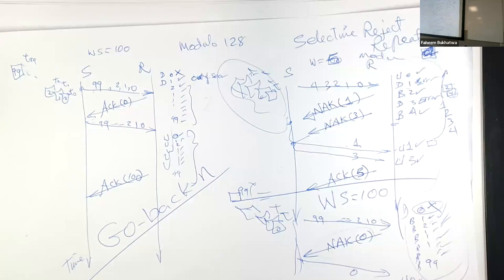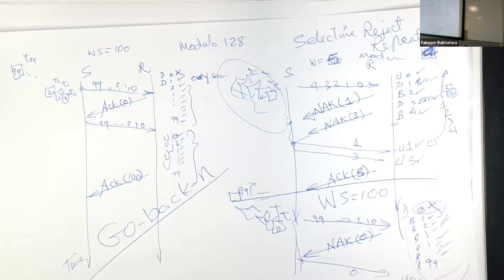Which frame? Okay, let me ask you another thing. If a frame is lost, I sent you frames 1, 2, 3, 4, 5, and number 3 is lost. Who discovers that? You as a receiver or me as a sender? The receiver discovers. How does the receiver discover it? If it is waiting for frame number 3 and gets number 4, it says, hey, I'm waiting for number 3. So it's out of sequence.